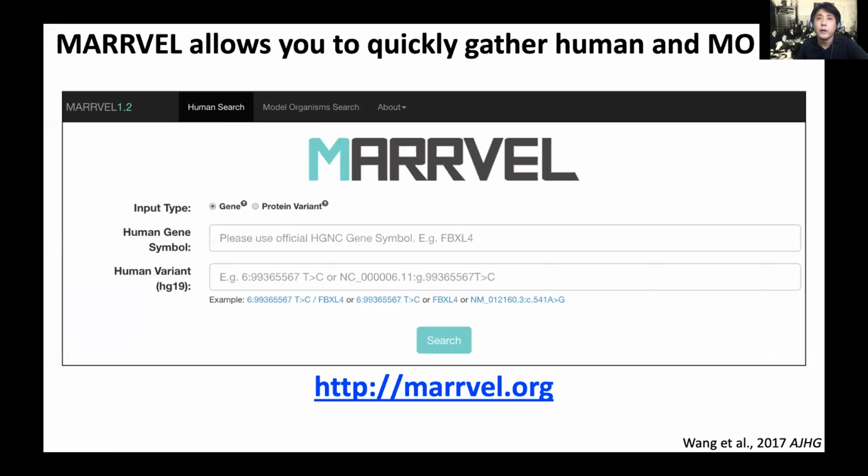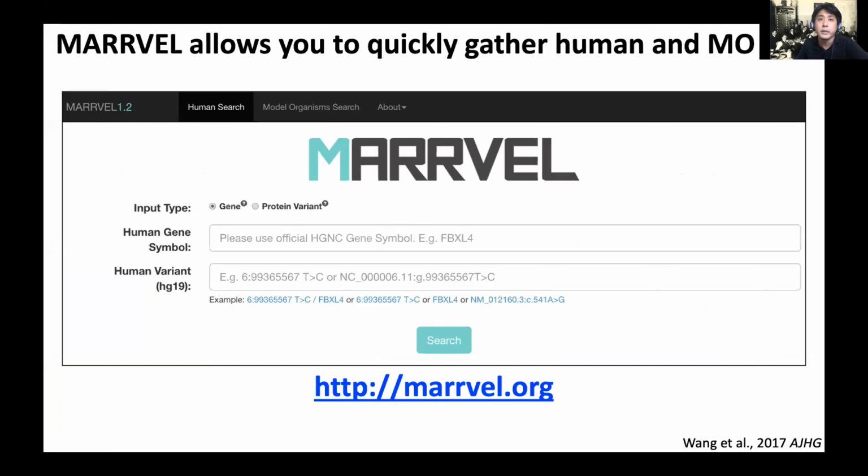For example, Marvel is a tool that we have been developing in collaboration with Zhandong Liu's and Hugo Bellen's lab at Baylor College of Medicine. Marvel allows users to quickly identify human ortholog candidates of model organism genes, collect information about human variants associated with rare diseases and those that are found in healthy people, and further provides information on gene function and expression in humans, as well as in 7 key model organisms.